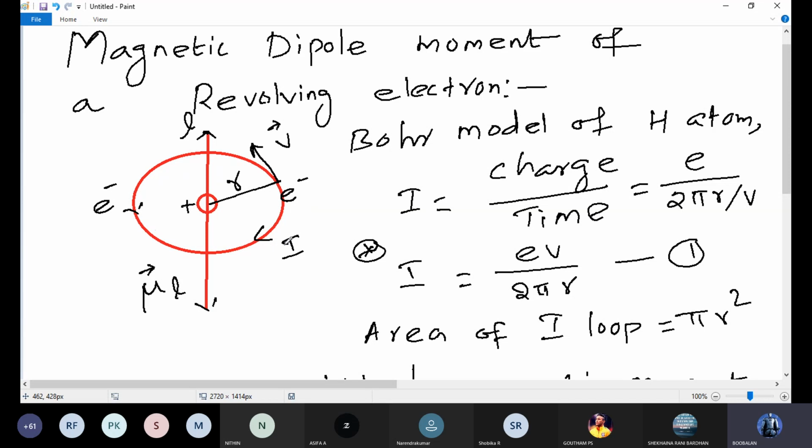So based on the diagram we get some idea. Next, the velocity acts in the moving direction, and mu L is the orbital magnetic moment. So the negative charge revolves in the anti-clockwise direction, and the current flows in the clockwise direction. And I am using the right hand thumb rule to find the direction.